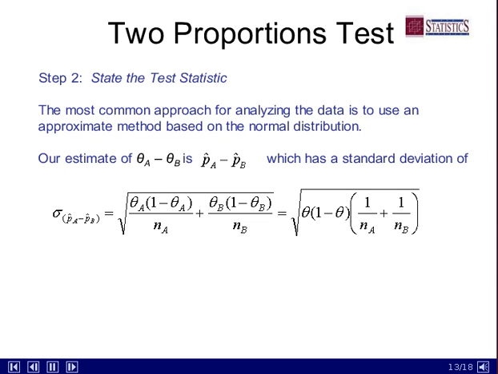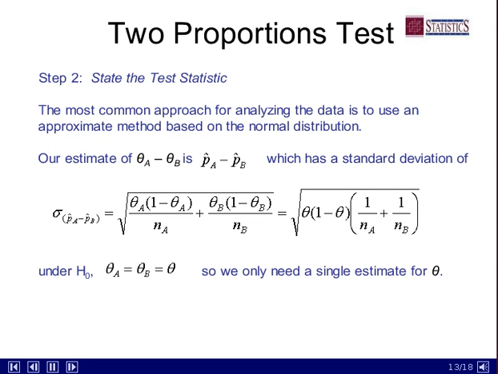So similar idea. Now we have a standard deviation of sigma sub p hat A minus p hat B of exactly what we'd expect. We're replacing each of the thetas there by theta A and 1 minus theta A, and theta B and 1 minus theta B. Okay? So similar to sigma 1 squared over n1, sigma 2 squared over n2 type idea.